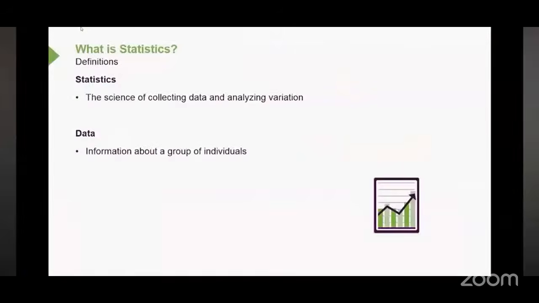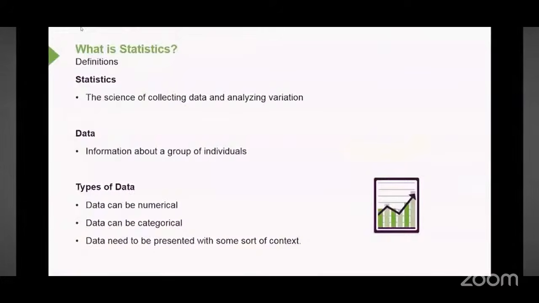We're going to begin this course with an introduction to statistics, basically just definitions of terms that are commonly used in statistics. So first of all, what is statistics? Well, statistics is simply stated the science of collecting data and analyzing variation in that data. And when we talk about data, what we mean is information pertaining to a group of individuals. Individuals can be human, plants, inanimate objects, websites, all kinds of different things.